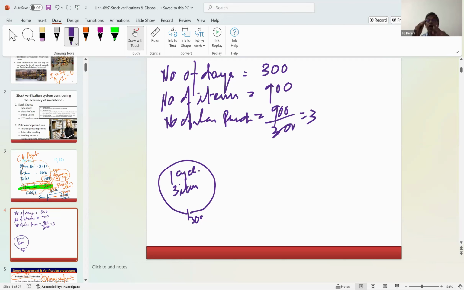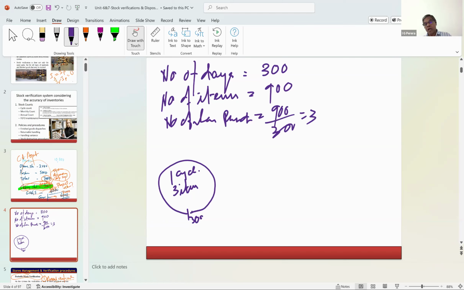But just counting every day is not enough. If there are problems with those items, all of them must be resolved. You cannot leave them for the next day. The next day you are going to count another 3 items and again do the same thing. So you do one cycle in a year, counting every item once.